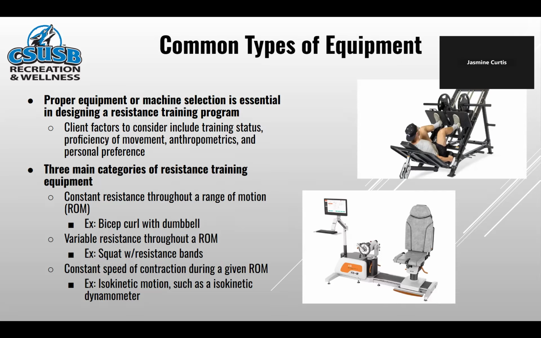And then constant speed of contraction during a given range of motion is isokinetic motion. That's the second picture here. There is a fitness assessment machine that tests for maximum strength. In this machine, you are strapped in, your joints are aligned correctly, and you're instructed to produce the most muscle force that you can, but your joint is not moving at all, you're just pushing against that resistance. So that's the third category of resistance training: constant resistance, variable resistance, and then constant speed of contraction.